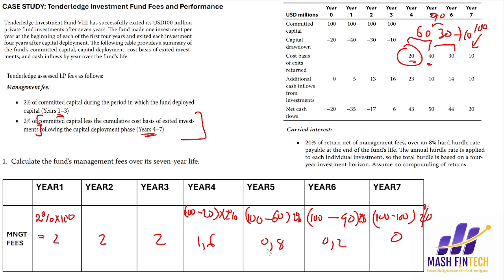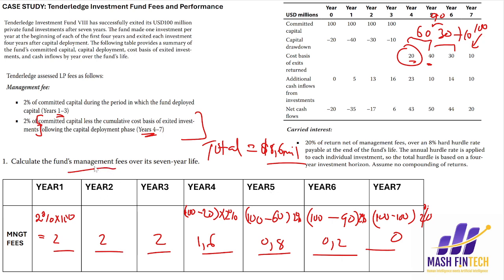You get 0. You add this 2 plus 2 plus 2 plus 1.6 plus 0.8 plus 0.2 plus 0. So the total of fees, once you put these numbers in your calculator, is equal to 2 plus 2 plus 2, 6, plus 1.6 plus 0.8 plus 0.2, 8.6 million. So the total management fees over the 7 years is going to be 8.6 million. That's how you do that.